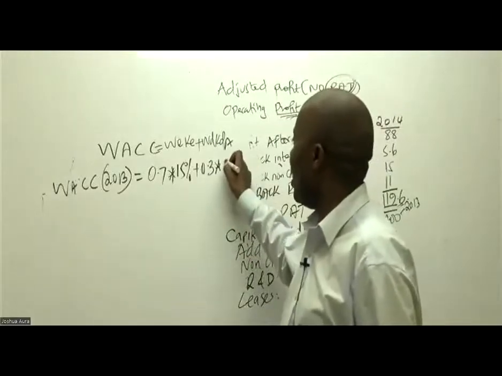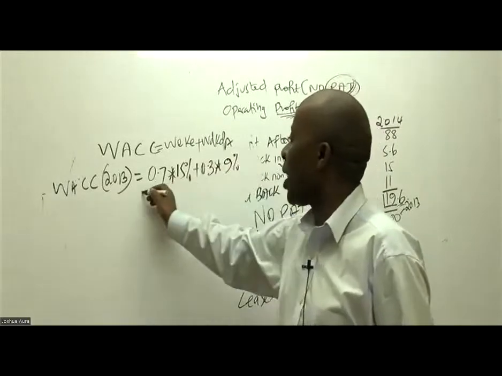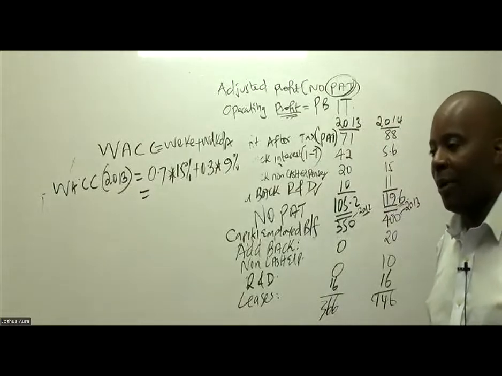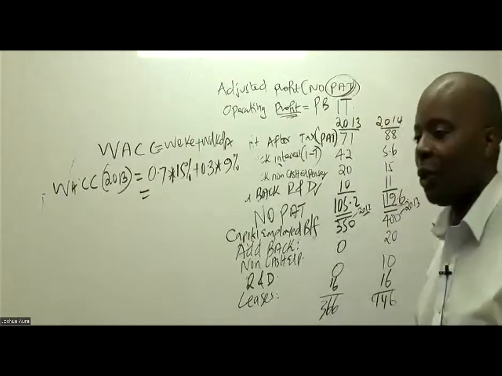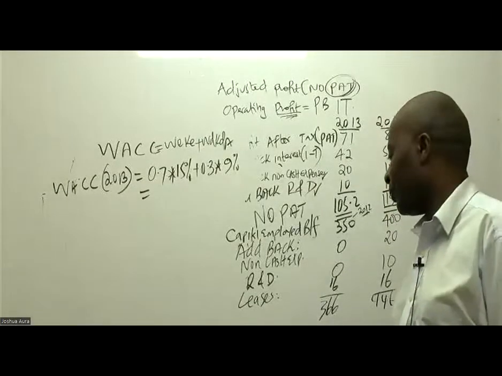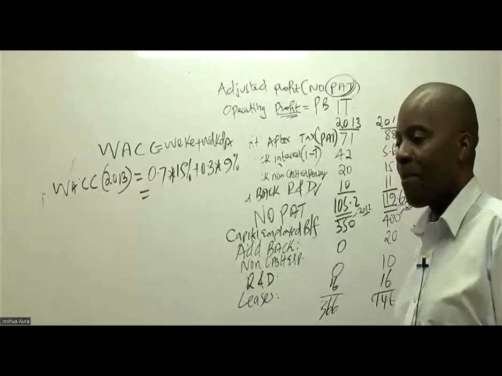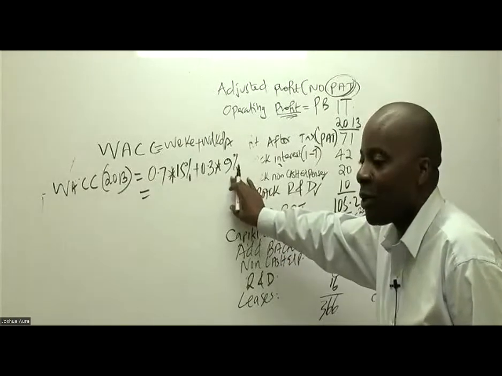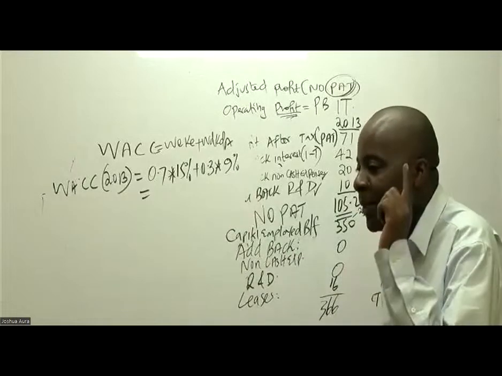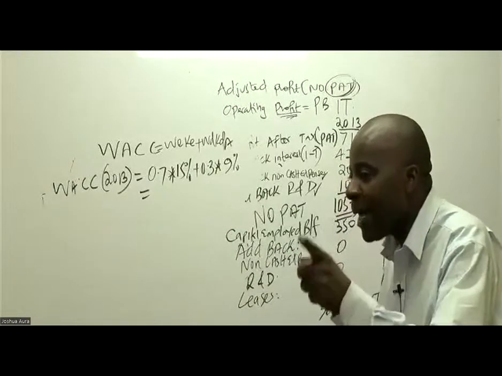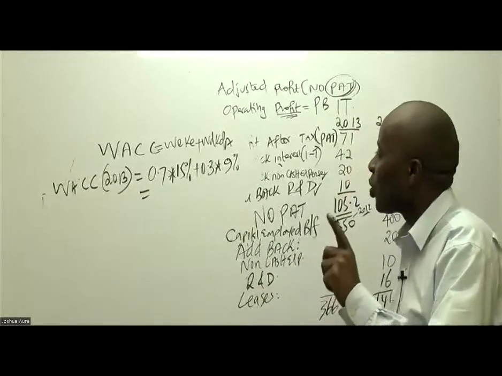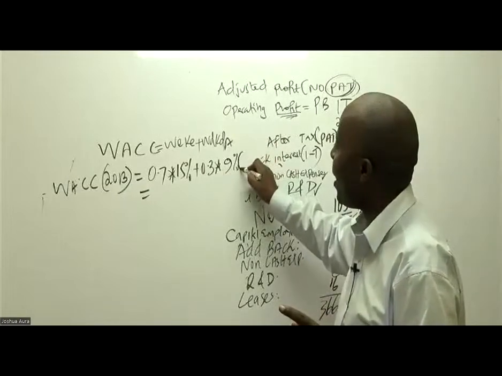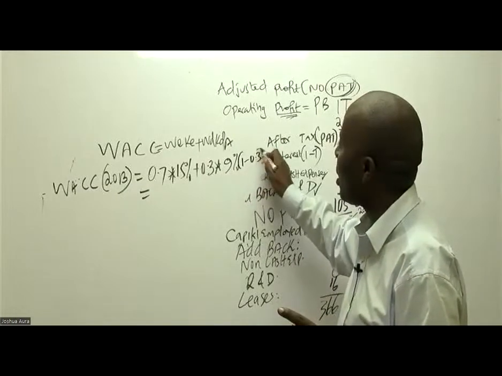So times 9%. Could you kindly give me this WACC, please, for 2013? No. This 9% is before tax. It must be adjusted for taxation. So you must multiply this with 1 minus tax of 0.3.